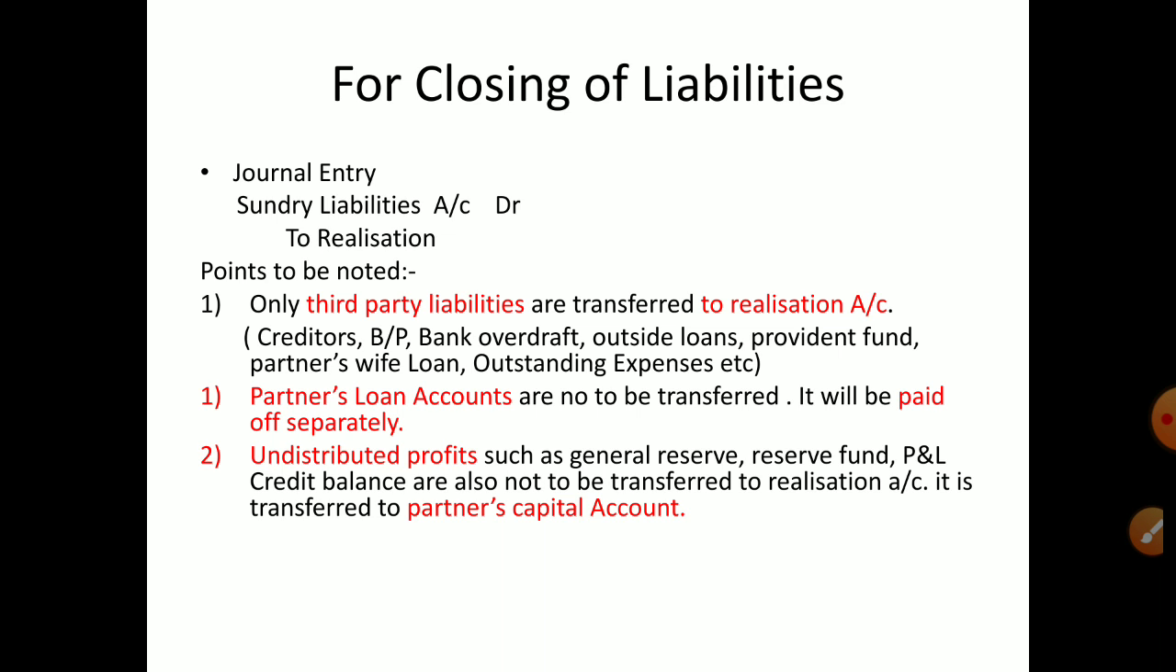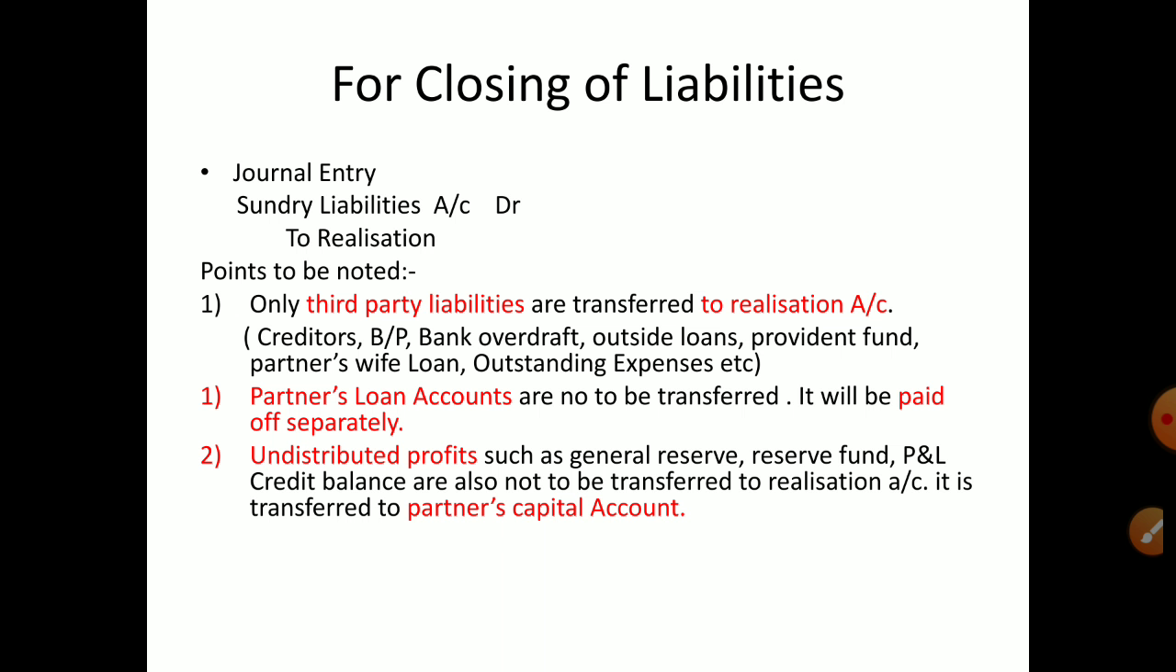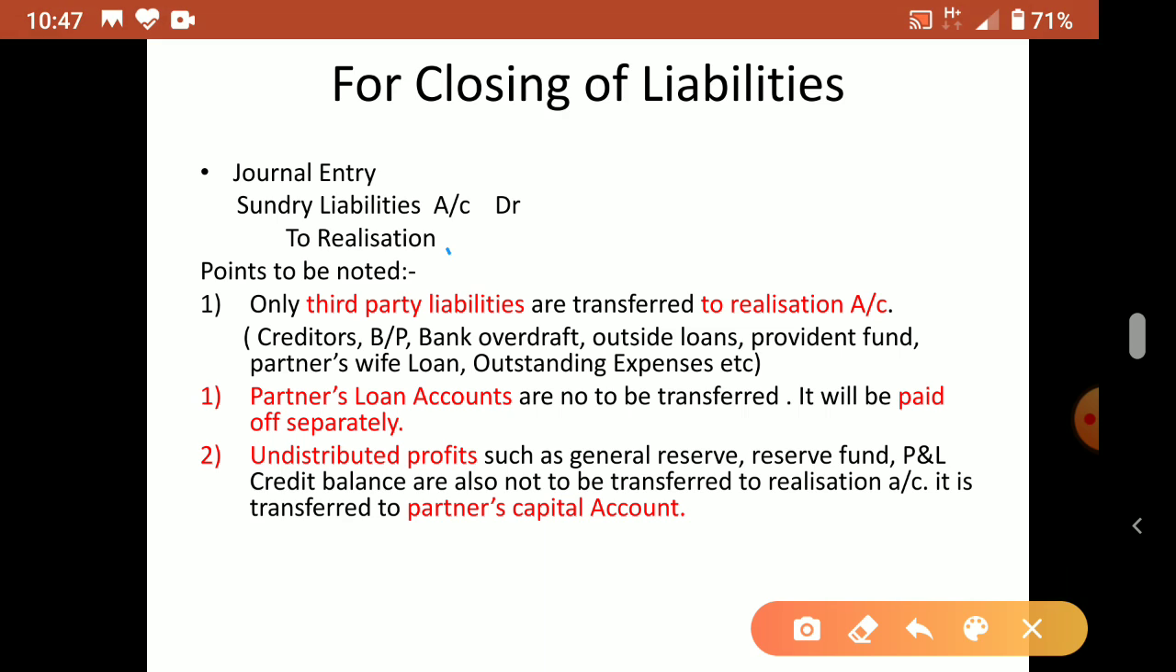Now liabilities. We will study liabilities. As usual, how assets you transferred on the debit side, just like that liabilities will be transferred to the credit side of realization account. Okay, so for that the journal entry is what? Sundry liabilities account debtor to realization. Means realization is credited, means that item is going to the credit side of realization account.